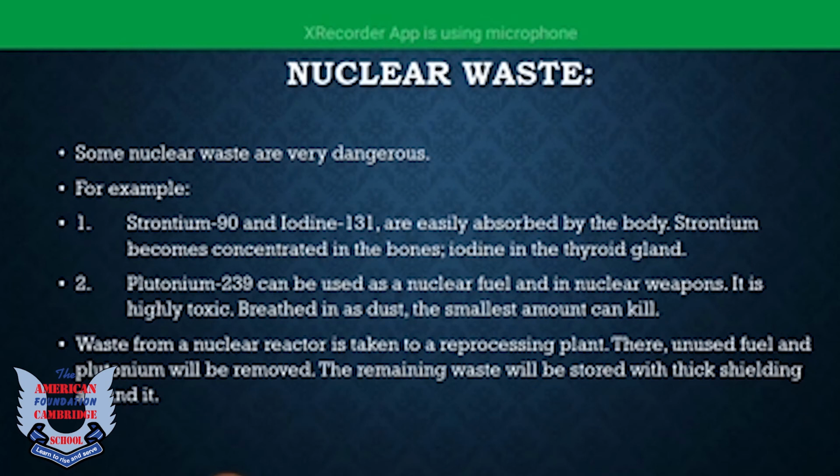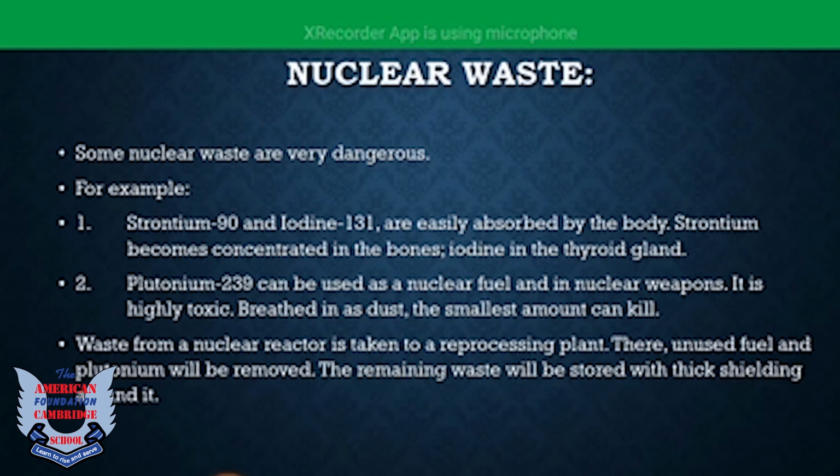Last but not the least, nuclear waste. Some nuclear wastes are very dangerous because they remain radioactive for a very long time. And one more thing, radioactive elements are those which emit radiation spontaneously. Normally they emit 3 types of radiation: alpha, beta, and gamma. For example, strontium-90 and iodine-131 isotopes are easily absorbed by the body, so strontium becomes concentrated in the bones, and iodine in the thyroid gland.